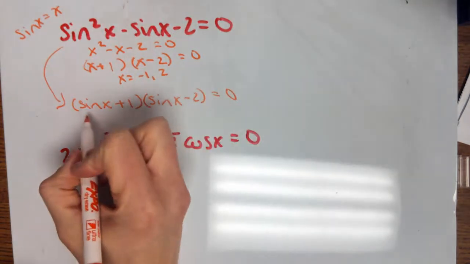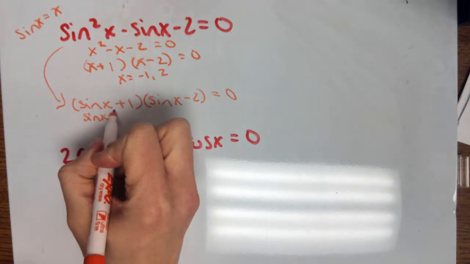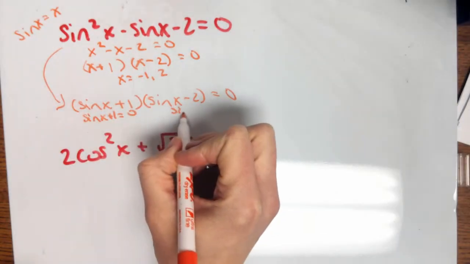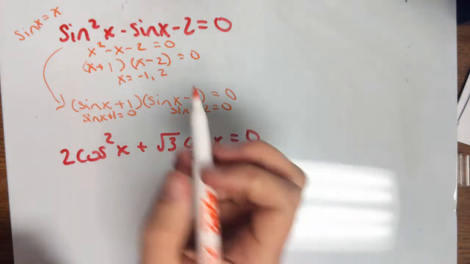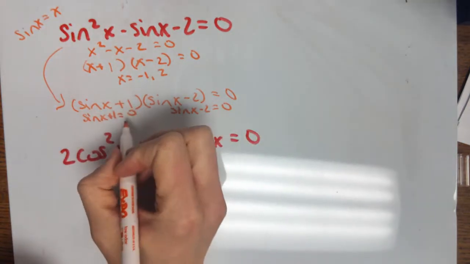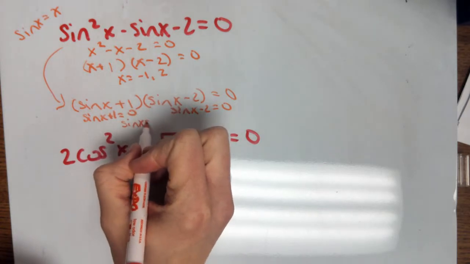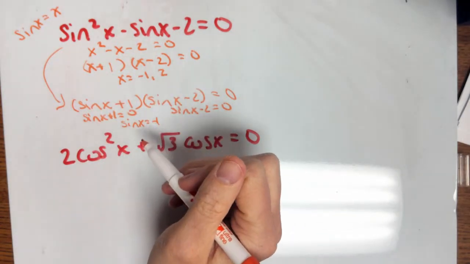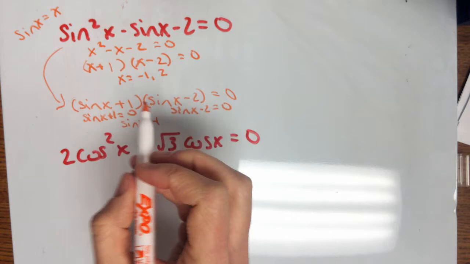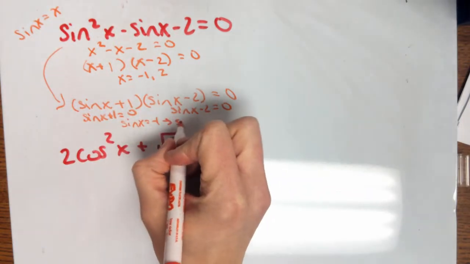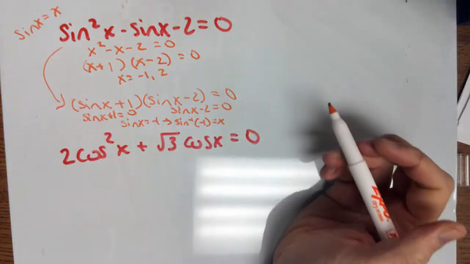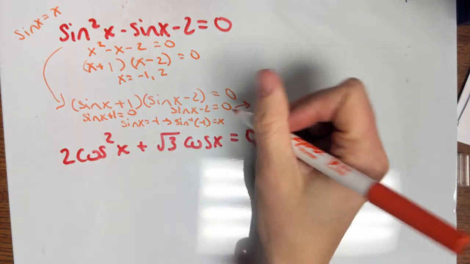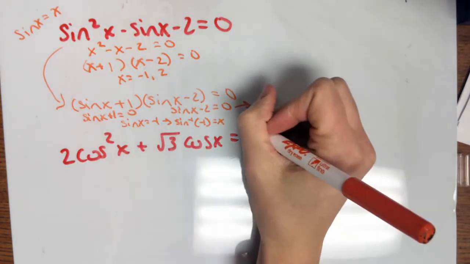Then I have to solve. So sine of x plus 1 equals 0, sine of x minus 2 equals 0. And then we just have to find x. So we would subtract 1. Where does sine equal negative 1? And remember, this is being restricted because it's the same thing as inverse sine of negative 1 equals x. So if we wanted to solve this, we would just find the angle where sine is negative 1.